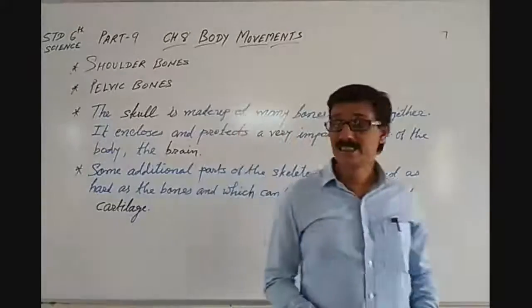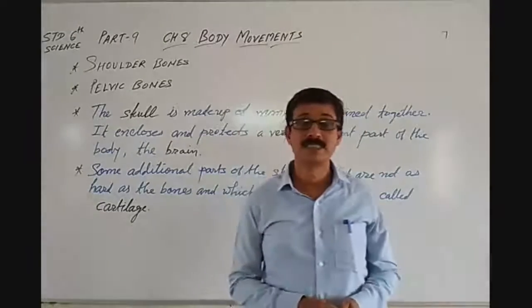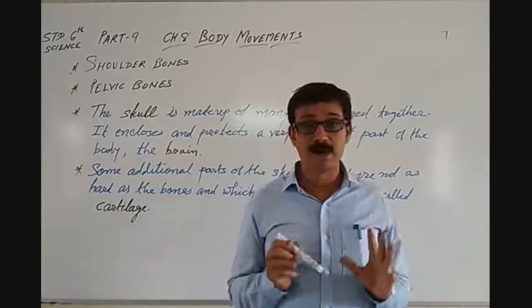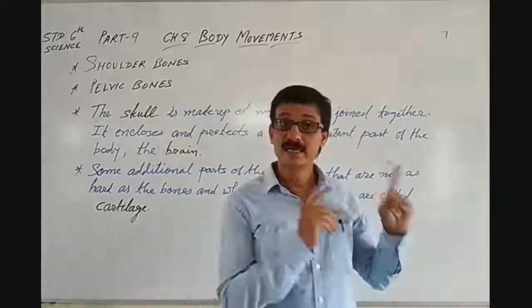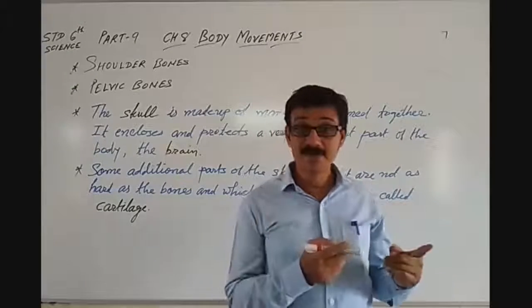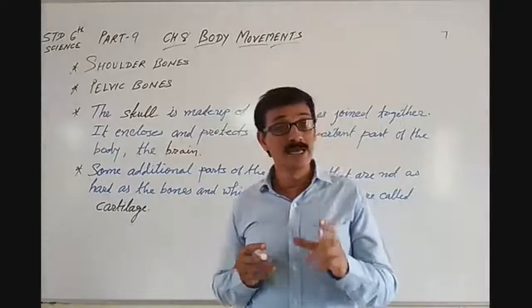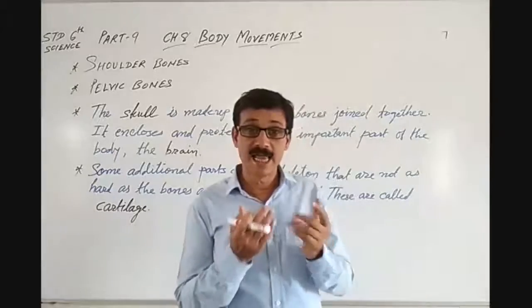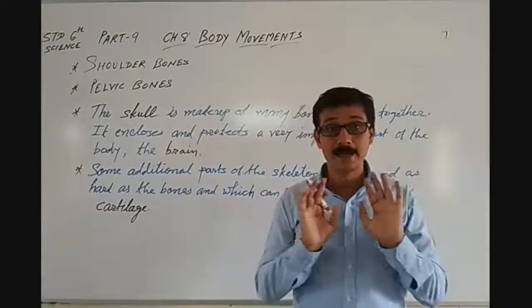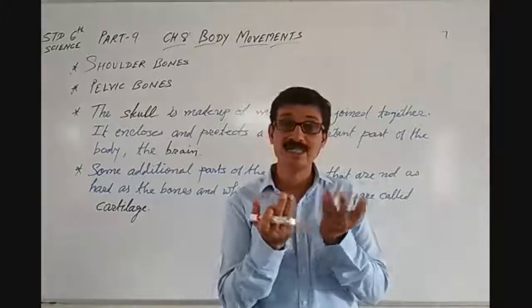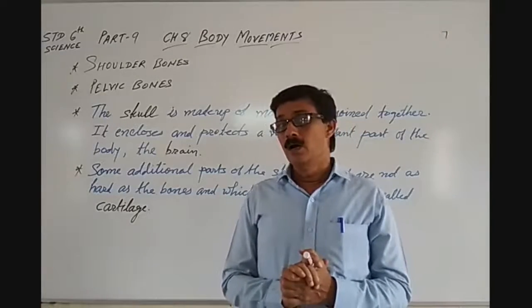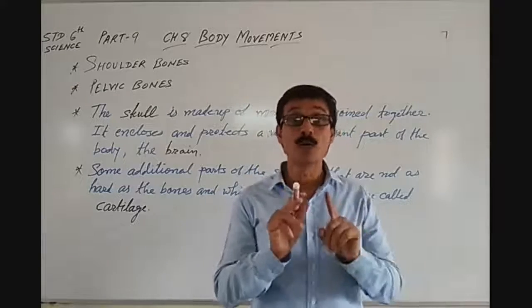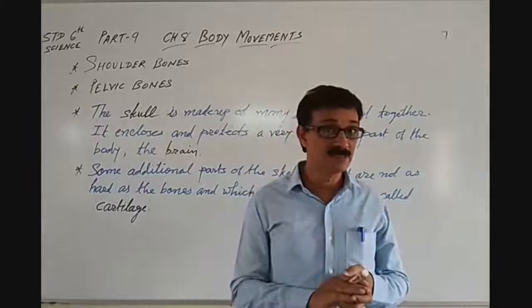Hello students, this is part 9 of chapter 8, body movements, of standard 6 science. In the last part we discussed the ribs and the rib cage, and we came to know that ribs join the chest and backbone, isn't it, and create a box-like structure that is known as the rib cage. Okay, can you tell me how many ribs are there on each side of the rib cage?